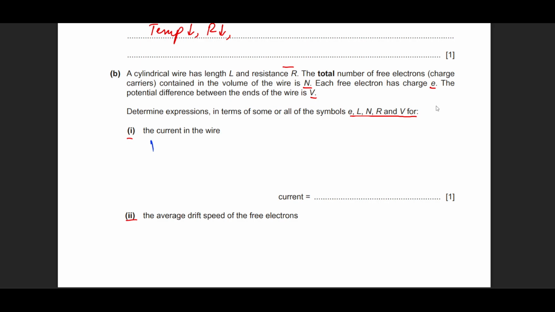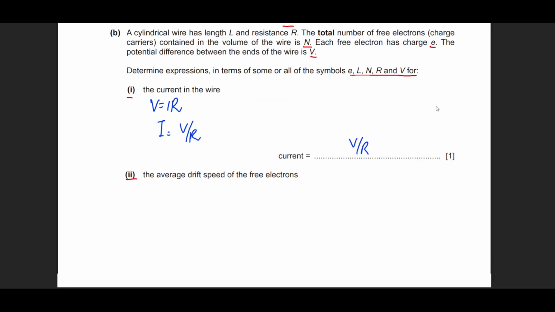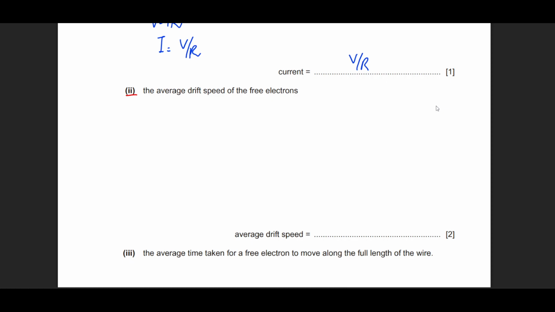So the first part is current, so that is going to be V equals IR. So I is equal to V divided by R. Simple as that, V divided by R. The average drift speed or drift velocity, so we know the formula of current is equal to nAqv. Now the new changes are, this n is represented with capital N, cross-sectional area A as it is, and q will be replaced by e, and v is the velocity.